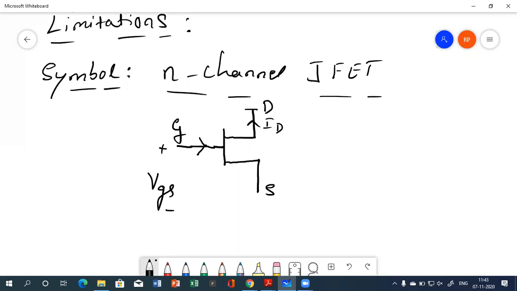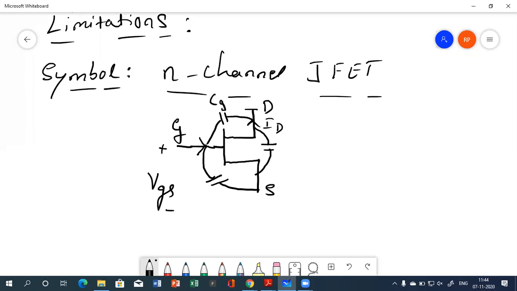Internal capacitance means the gate capacitance or the junction capacitance, we call them. Here they are very minute, so that's why they are not shown in the symbol. But if you want to show the internal capacitors, they always occur in between gate to source, in between drain to source, and in between gate to drain. We call them the internal capacitance of a JFET.